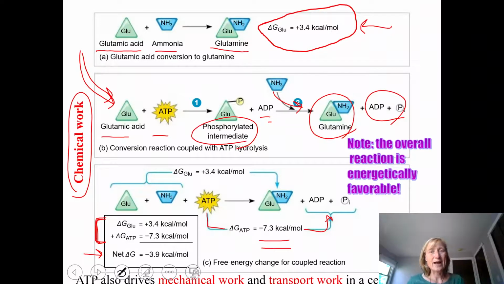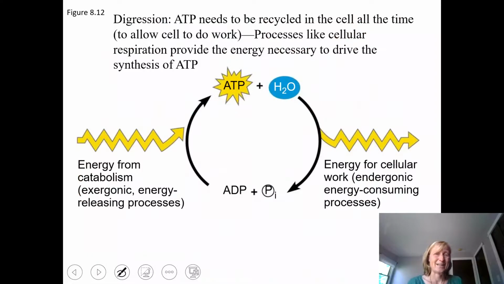Either way, when we couple the exergonic reaction of the hydrolysis of ATP with the making of glutamine, with this endergonic reaction, we can get an energetically favorable set of reactions, and that means we can do it. And that's what the cells do with the hydrolysis of ATP. By the way, the hydrolysis of ATP also drives mechanical work in the cell and transport work, not just chemical work. ATP is amazing.